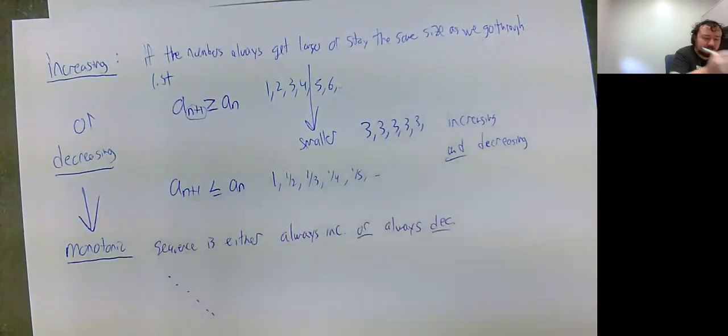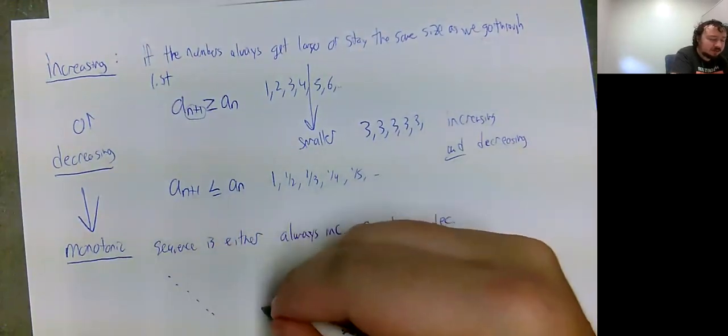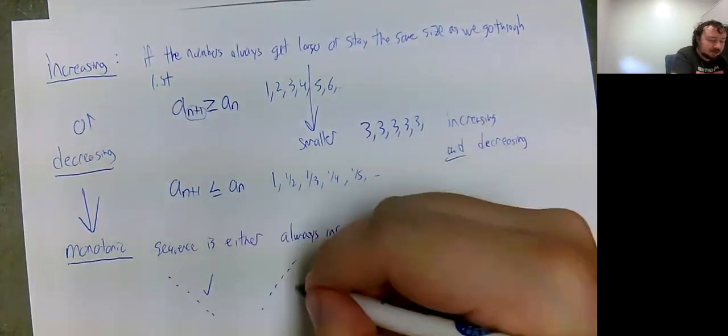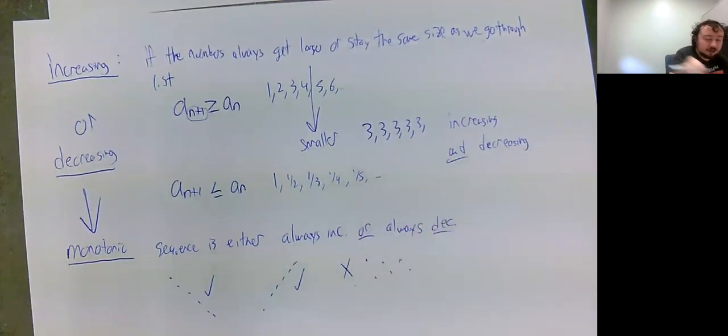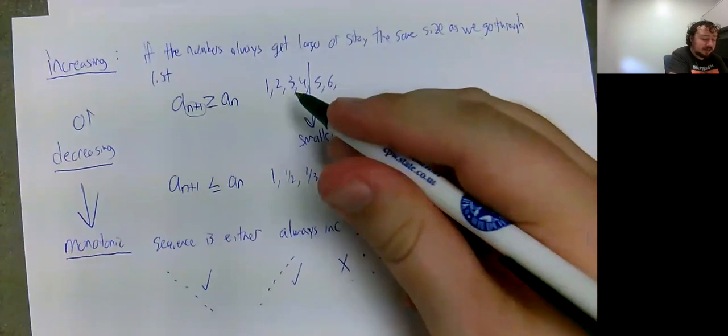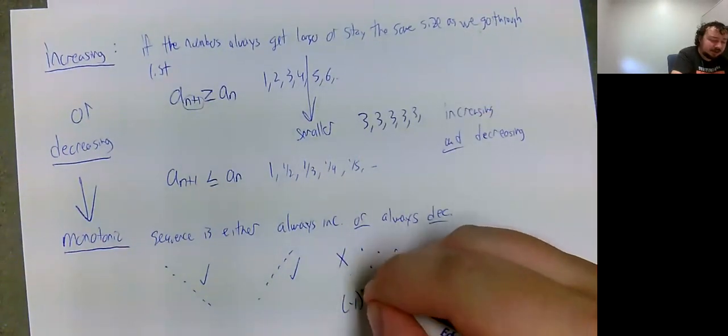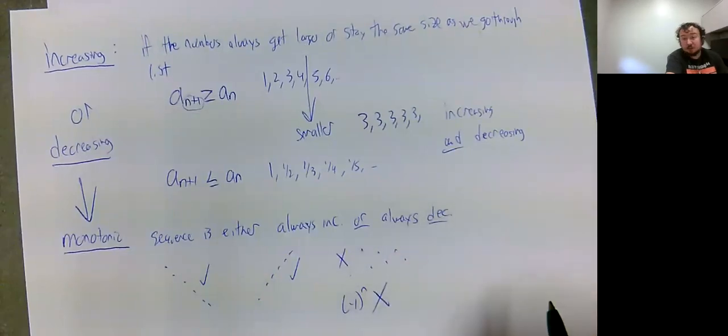So a sequence that looked like this, for example, where the numbers are always going down, would be monotonic. This would also be okay, but something like this, for example, would not be monotonic. So both of these are monotonic, but something like maybe (-1)^n, that's not going to be monotonic because it keeps changing direction.